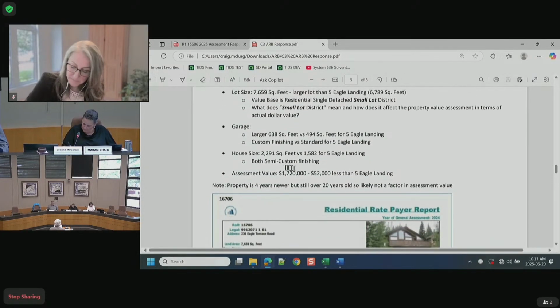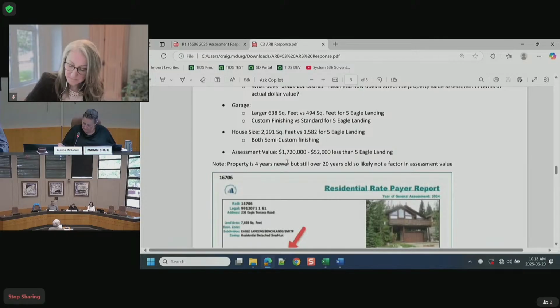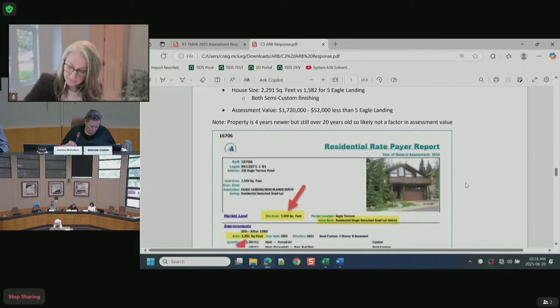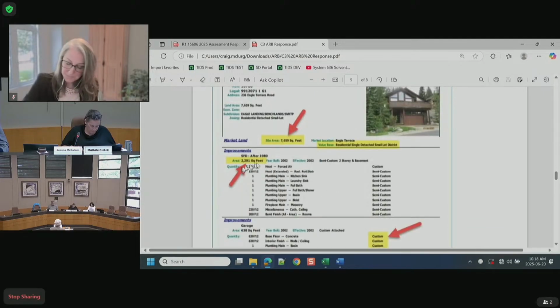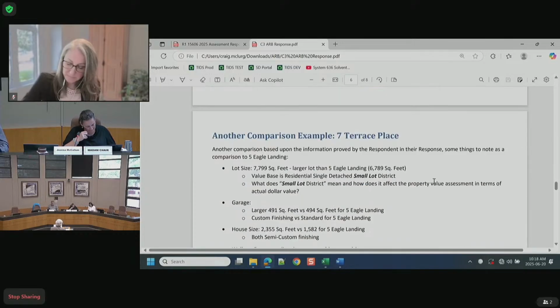The house size is 2,291 square feet versus 1,582 square feet. Much larger, but they both are semi-custom finishings. And the assessment value is $1.72 million, which is $52,000 less than 5 Eagle Landing. You know, the property's 4 years newer, but it's still over 20 years old, so I don't think that's a factor. Just want to highlight that. There's the size, there's the lot area, here is the small lot district, and it's custom, and there's the smaller assessed value. Another one is 7 Terrace Place.